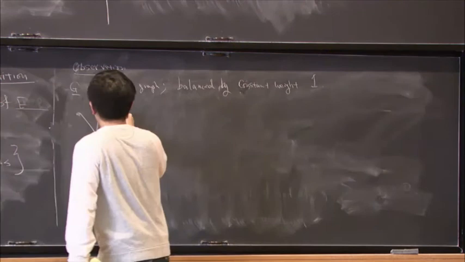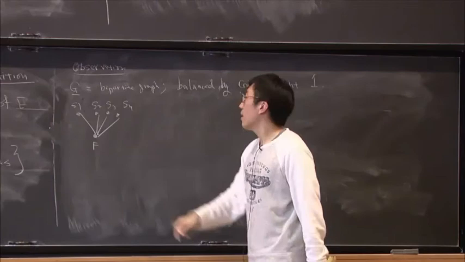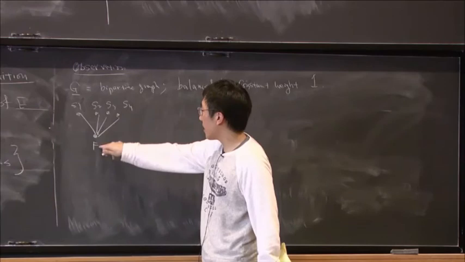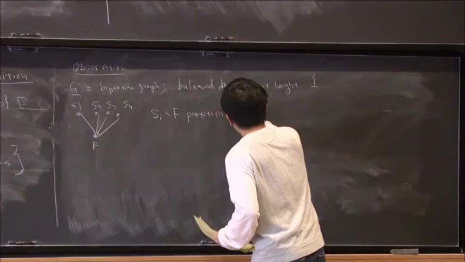So it will look like this. So I have a D minus one element subset and all the S_i containing F. Because the S_i form a D partition, if you look at the set of all neighbors of F, then the key fact is that S_i minus F partition E minus F.